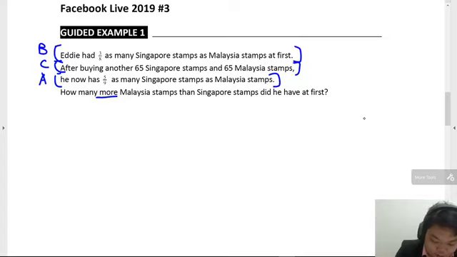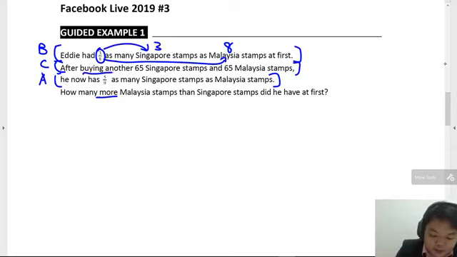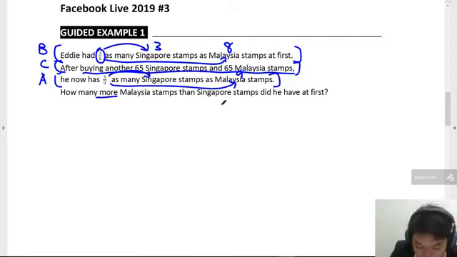Okay, let's allocate the units first. Now, 3/8 as many Singapore stamps as Malaysia stamps at the beginning. So 8 goes to Malaysia stamps, 3 goes to Singapore stamps. You buy another 65 Singapore stamps and Malaysia stamps, he now has got 5 out of 9 as many Singapore stamps as Malaysia stamps. Okay, so this part here, what I'm doing is to allocate the units.